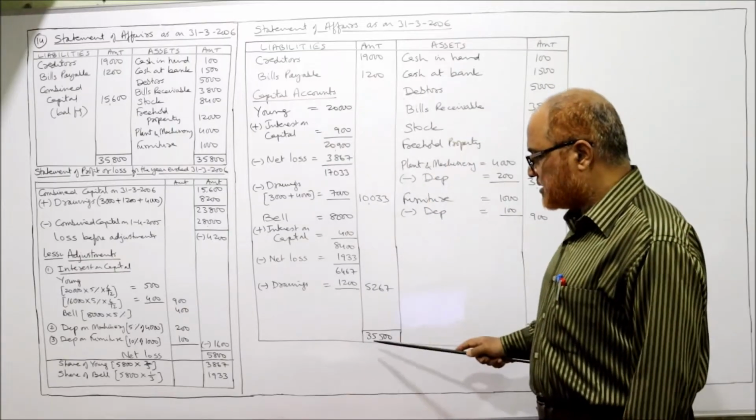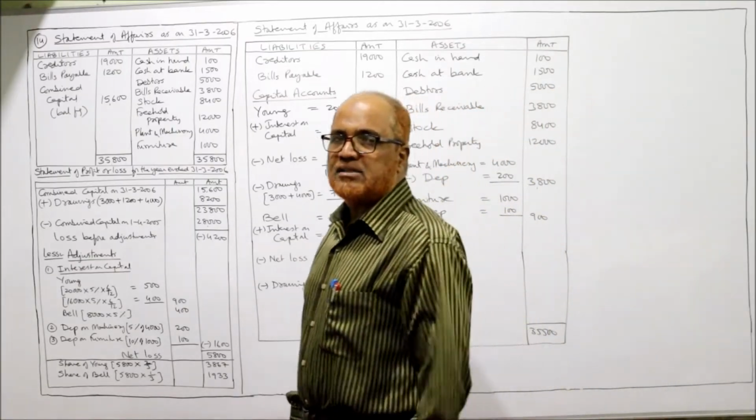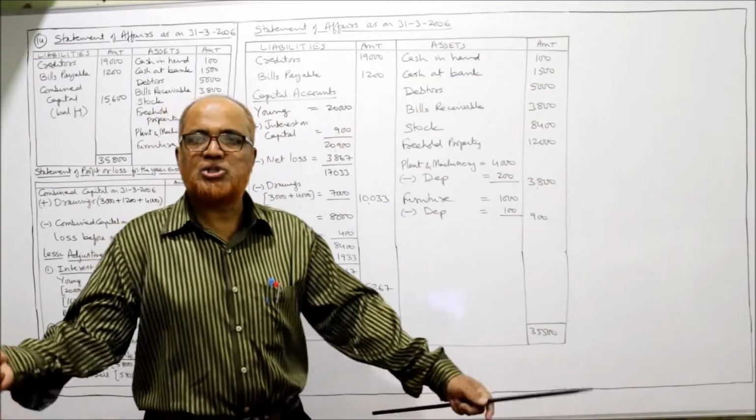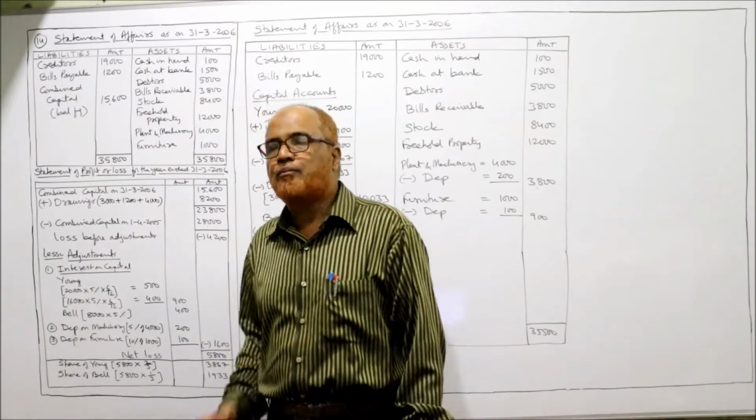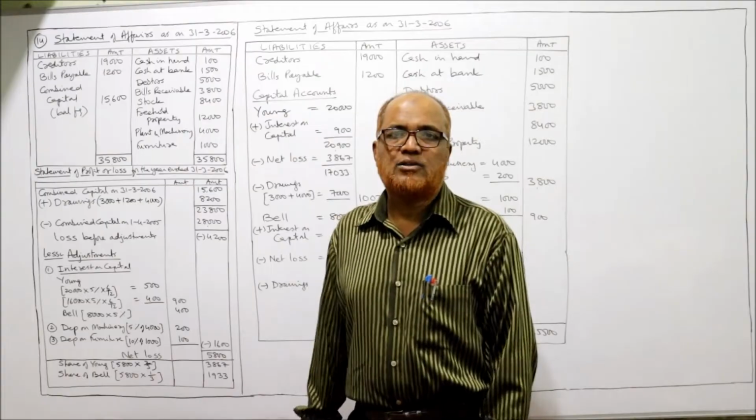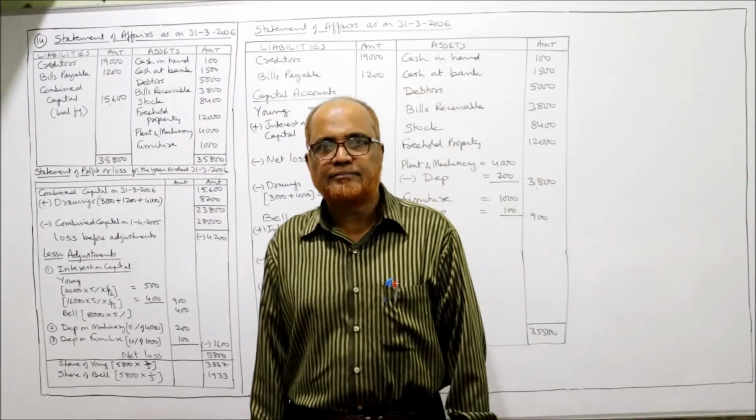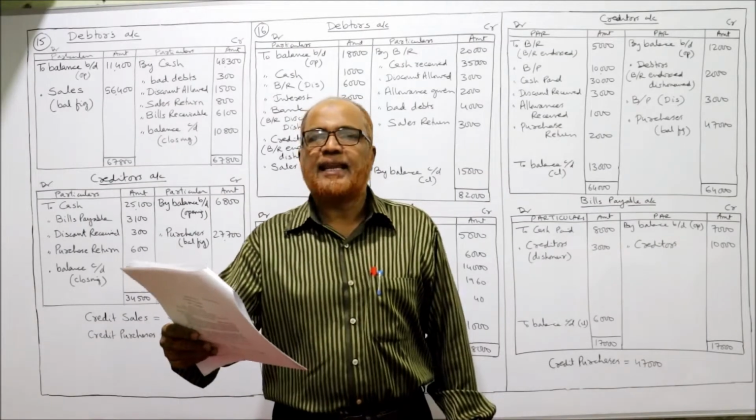Now take the total of the liability side, 35,500. The liability side and asset side totals are the same. That's all. So this is the end of problem number 14. Totally 14 problems we have completed. Come on, now we'll start the next problem.